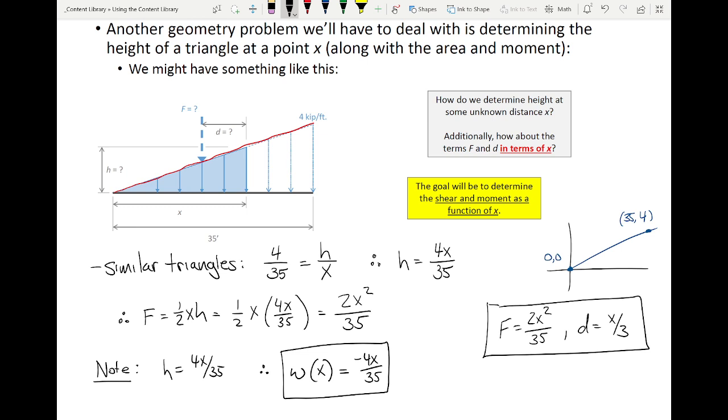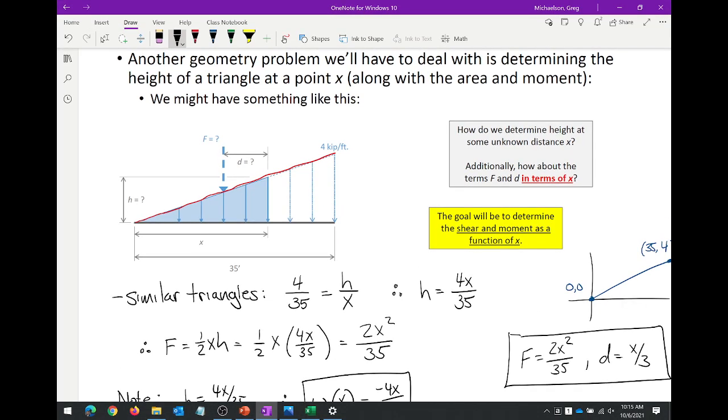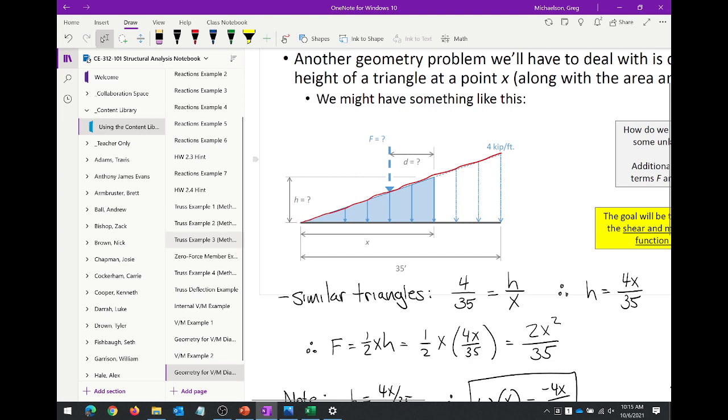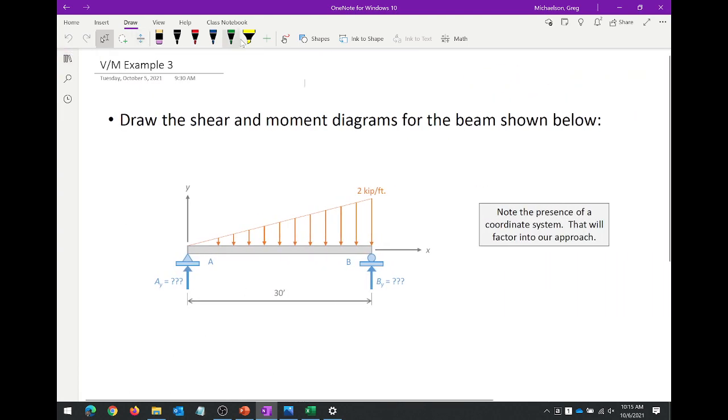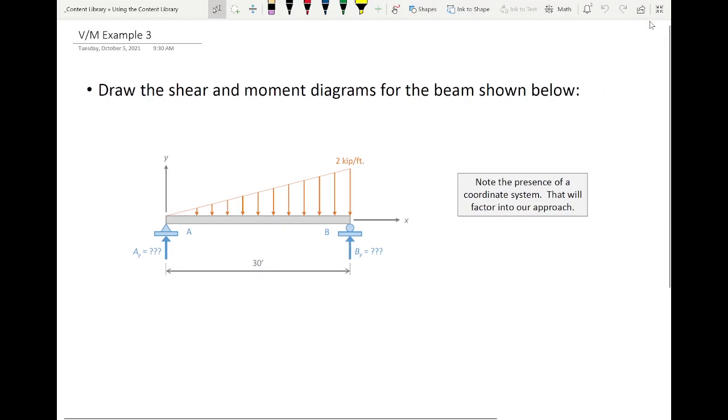All right, if there are no questions, let's look at our target problem for the day. So here is our target problem. We are going to draw the shear and moment diagram for this beam. Okay?